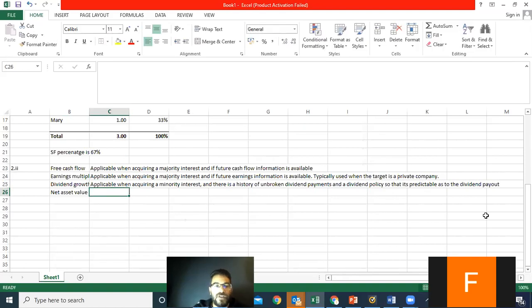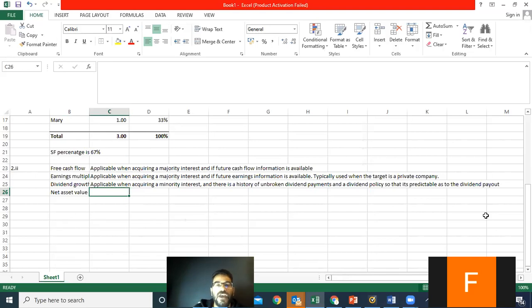So remember, the free cash flow is applicable for majority interest. The earnings multiple is applicable for a majority interest and is generally used when your target company is a private company. The target company refers to the company that is being bought, that is being acquired. So that's typically used for a private company. The dividend growth model is typically used when you're acquiring a minority interest and if there's a history of unbroken dividends and there's a dividend policy. What we mean by dividend policy is you exactly know what the dividends will be once you have a certain number.